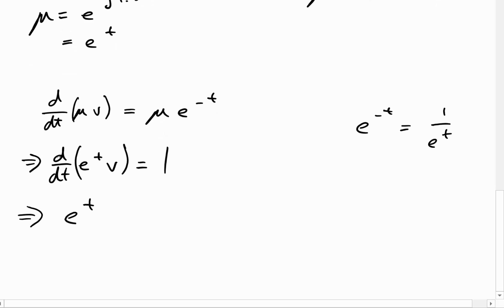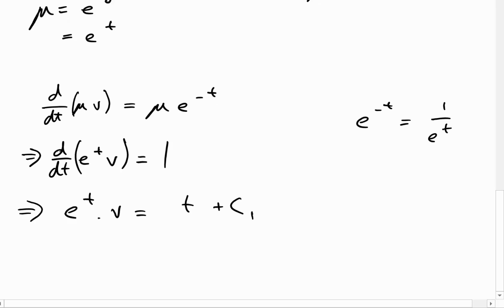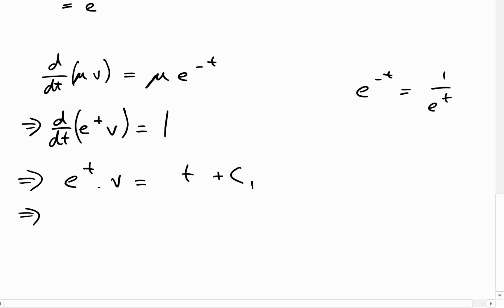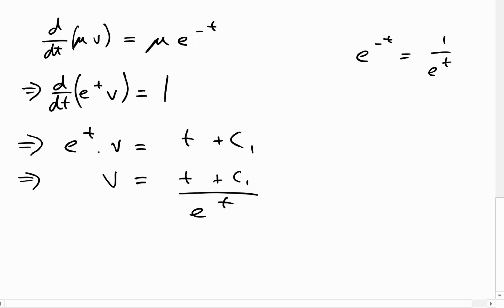So when we integrate, we end up with e to the t times v equals the integral of 1 dt. Well, the integral of 1 dt is just going to be t plus some constant of integration, let's call it c1. Then if we rearrange to find what v is on its own, v is equal to t plus c1 over e to the t. Actually, what I'm going to do is write this e to the t as e to the minus t, like we did up here when we converted it back, because we're dividing by e to the t, and I'm just going to expand this out.